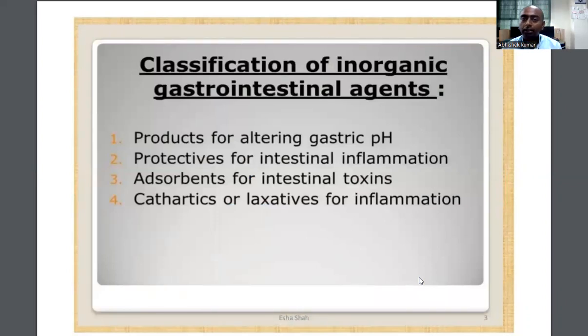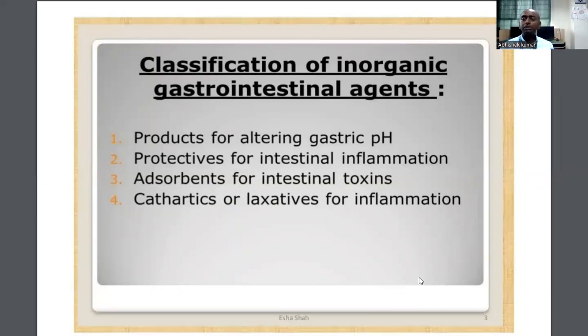Classification of inorganic gastrointestinal agents. Here we know that this whole unit comes under inorganic pharmaceutical chemistry. So first of all, we learn about inorganic gastrointestinal agents and how they work. They work to maintain the pH level of the intestine. They also help with inflammation.